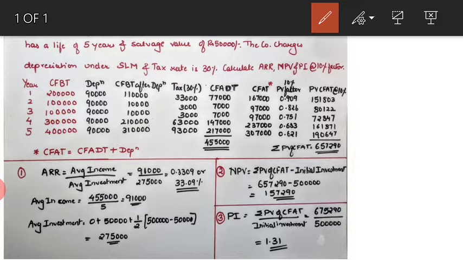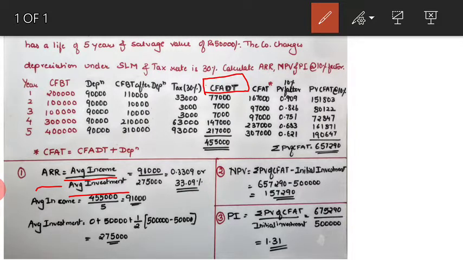The next step is, let's go to the first one, that is ARR. Since ARR is a non-discounted method, we need not find out the present value factors. These present value factors are for NPV and PI, which we will take later. Let us now just go for ARR. How do you calculate ARR? We know the formula. ARR is average income divided by average investment. How do you calculate average income? Average income is summation of cash flows after tax and depreciation, that is CFADT.